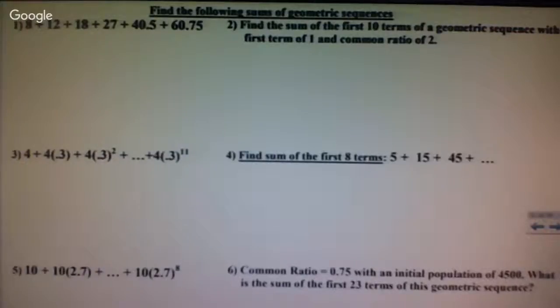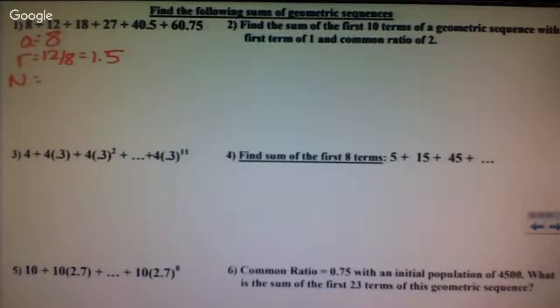All right. I need 3 pieces of information to do any of these problems. I need to know what's my A value, my initial value, which is the first number, 8. What is my R? 12 divided by 8, which is 1.5. And what is my N?